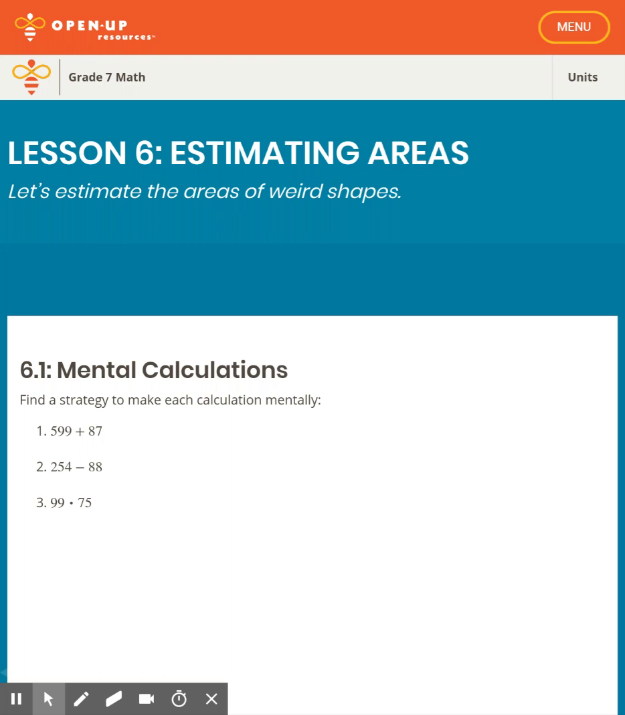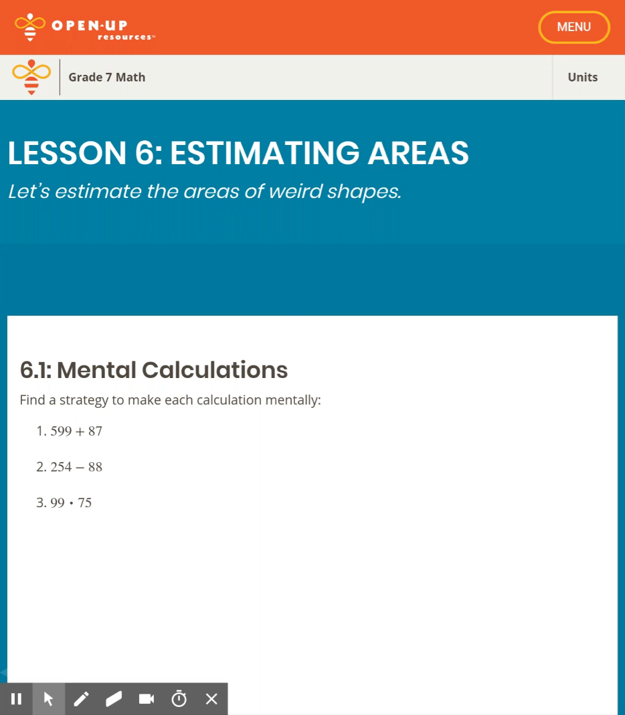Hi, so let's take a look at Lesson 6 from Unit 3 in 7th grade math. We're estimating areas today of, they say, weird shapes. We would probably say something closer to a composite figure so that we can use that same composing and decomposing shapes in the next lesson to build up to the idea of the formula for the area of a circle.